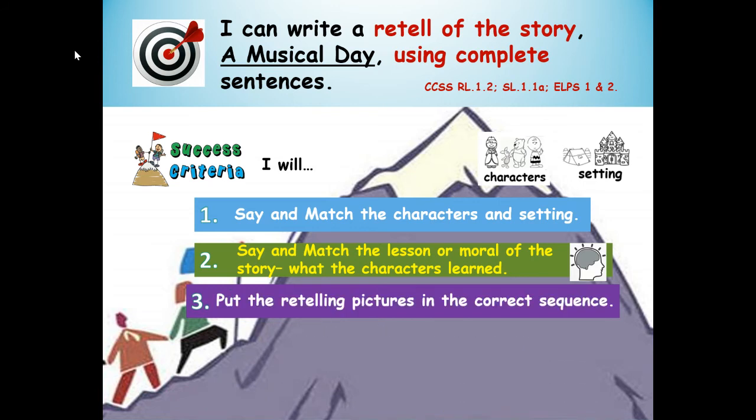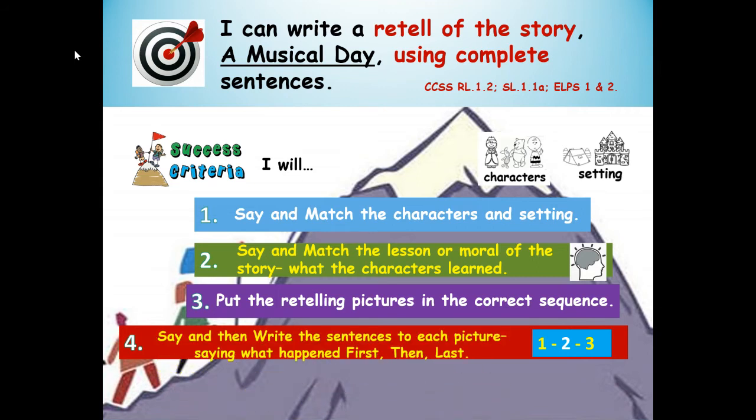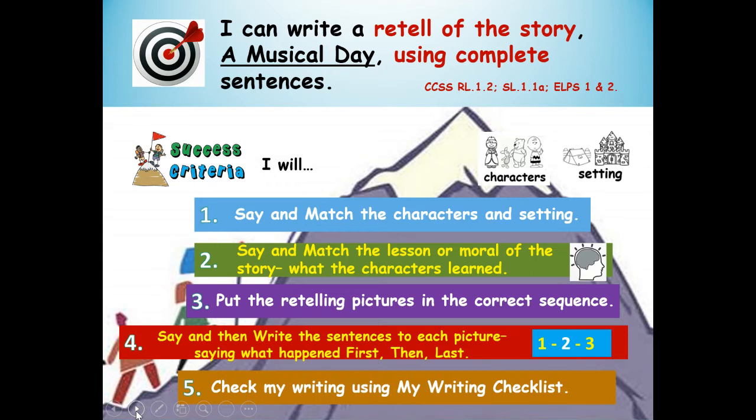And then three, we're going to put the retelling pictures in the correct sequence or order. And then four, we're going to say and then write the sentences to each picture, saying what happened first, then, and last. And then finally, you're going to check your writing using my writing checklist. Just reminders of what to do when you're writing a complete sentence.